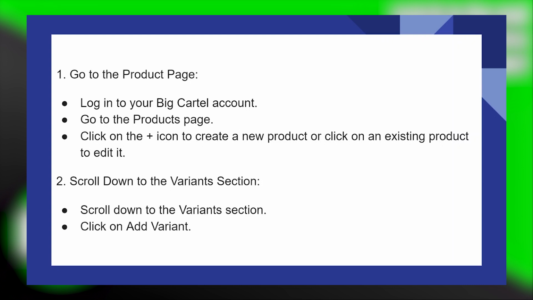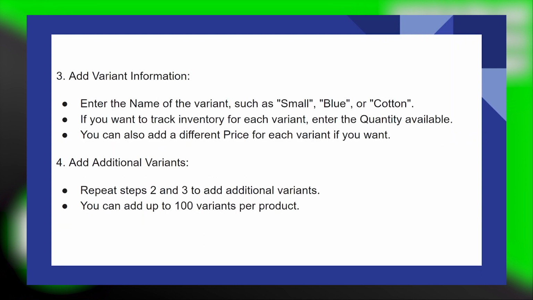Now scroll down to the variants section. Then click on add variant. Now enter the name of the variant, such as small, blue, or cotton. If you want to track inventory for each variant, enter the quantity available. You can also add a different price for each variant if you want.